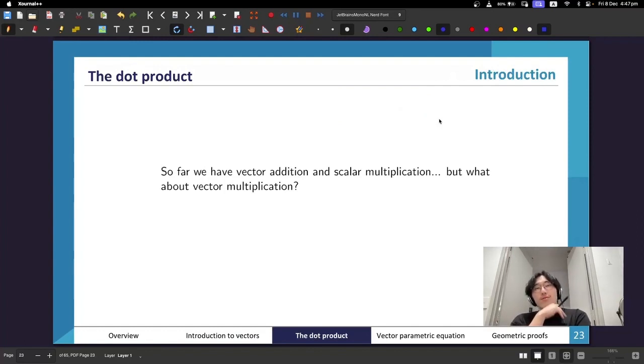Now we've learned all about vector addition and scalar multiplication, but what if we wanted to multiply two vectors together? Before we actually learn what the dot product is, I want you to think about the consequences of multiplying two vectors. There might be two different outcomes you want. So let's think about two vectors.